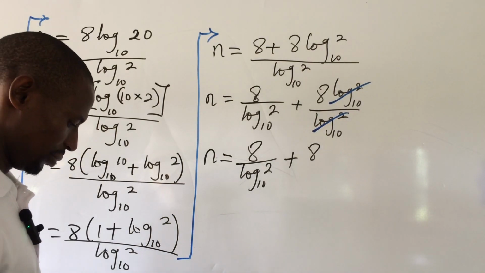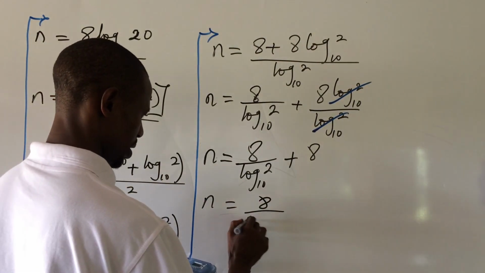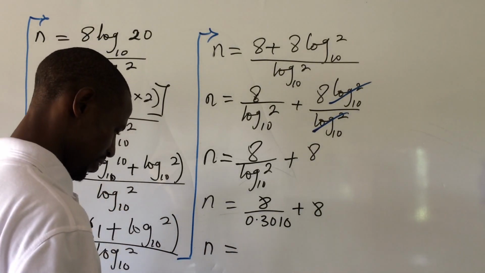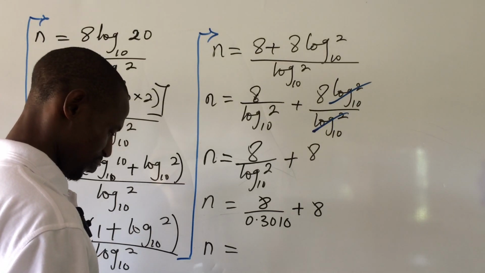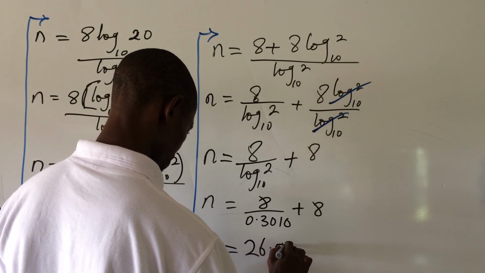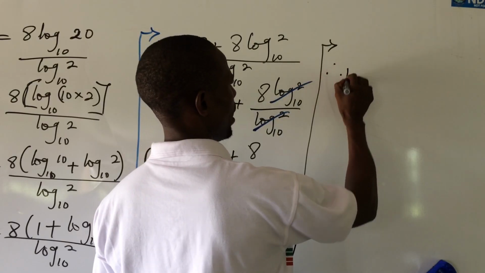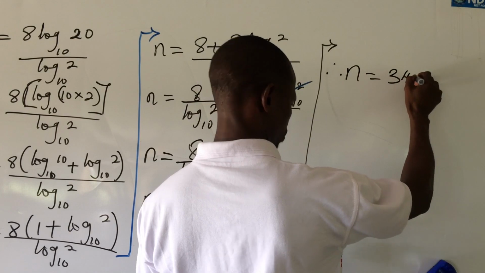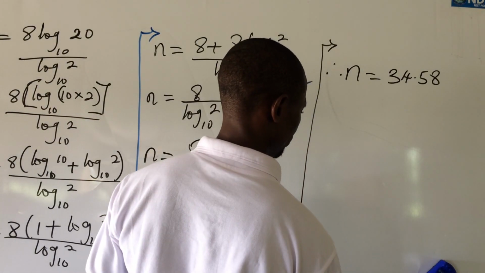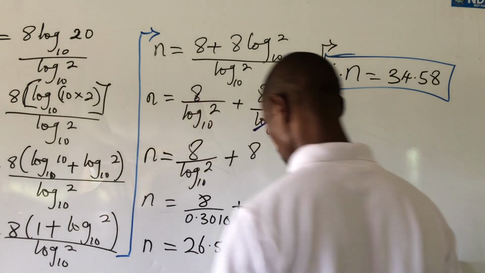So our log 2 gives us, so we have n equal to 8 all over 0.3010 plus 8. So n is equal to, let's divide and see what this gives us, 8 divided by 0.3010. We have here approximately 26.5 plus 8. So let's continue on this side. Therefore, n is equal to 34.58. Okay, so this is the answer to our challenge here. As simple as ABC.